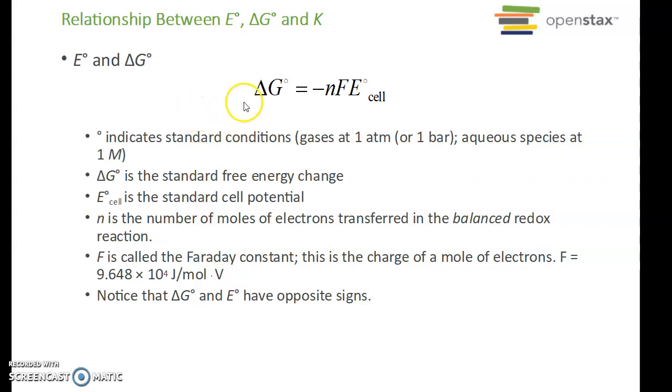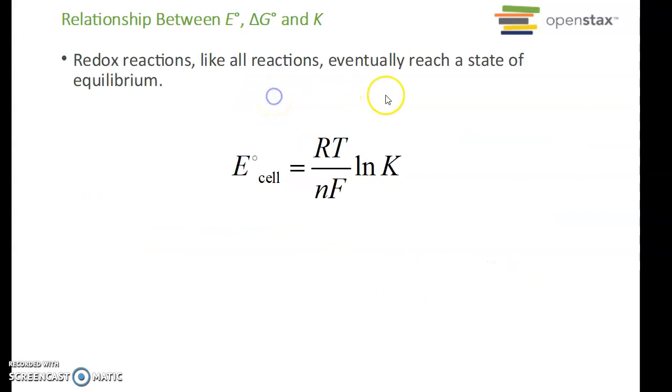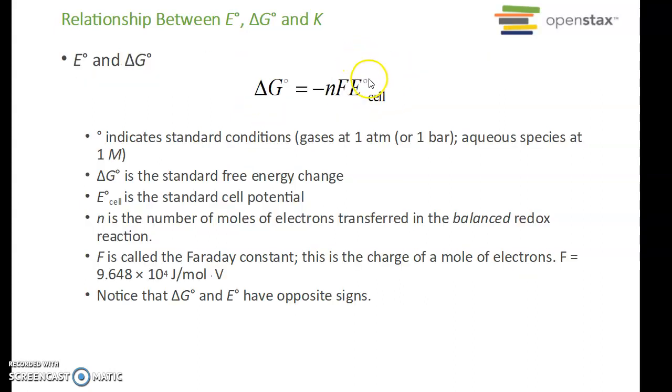So first of all, the relationship between the potential energy and the Gibbs free energy is this relationship right here, where these zeros, as I said, indicate standard conditions: gases at 1 atmosphere or 1 bar, aqueous species at 1 mole. This right here is the standard free energy change. This right here is the standard cell potential. N is the number of moles of electrons transferred in the balanced redox equation. Okay, so that's the balanced equation. That's what the N value is going to be.